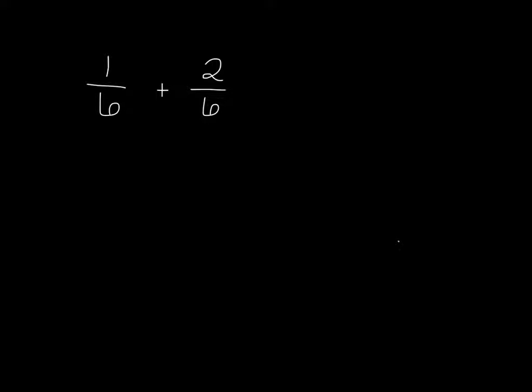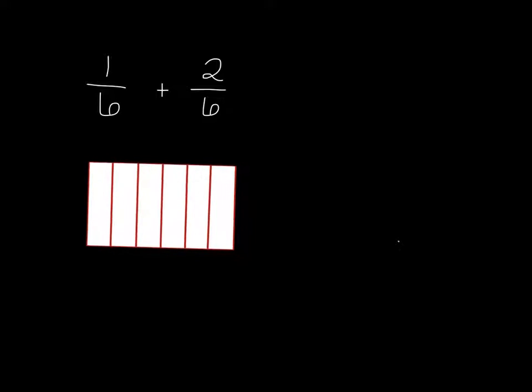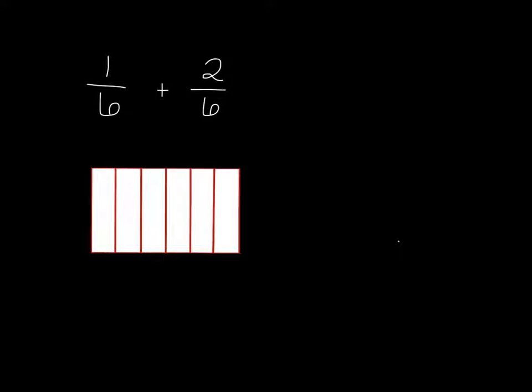Okay, let's use a visual to see how to add these fractions that have common denominators. We're going to use a box that is split into 6 sections. So 1 over 6 means that one of these 6 sections could be shaded. So that would be the 1 over 6. And then 2 over 6 means I have 2 of these boxes shaded.